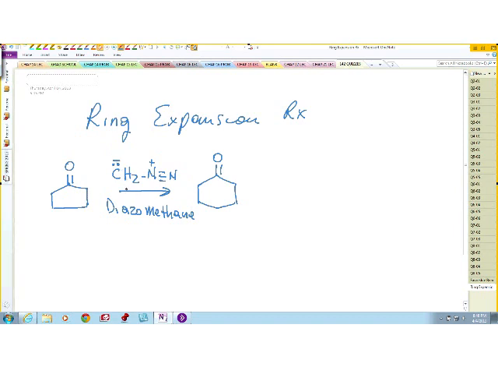Yes, this molecule is called diazomethane. If you use this molecule to react with a cyclic ketone, you could expand the ring, and after you expand the ring, you also lose nitrogen. Any idea? Yes, come in. The methylene group acts as a nucleophile, attacks the carbonyl. Well, keep in mind we have to expand the ring. Okay, this is going to act as a nucleophile. Is that what you are saying?